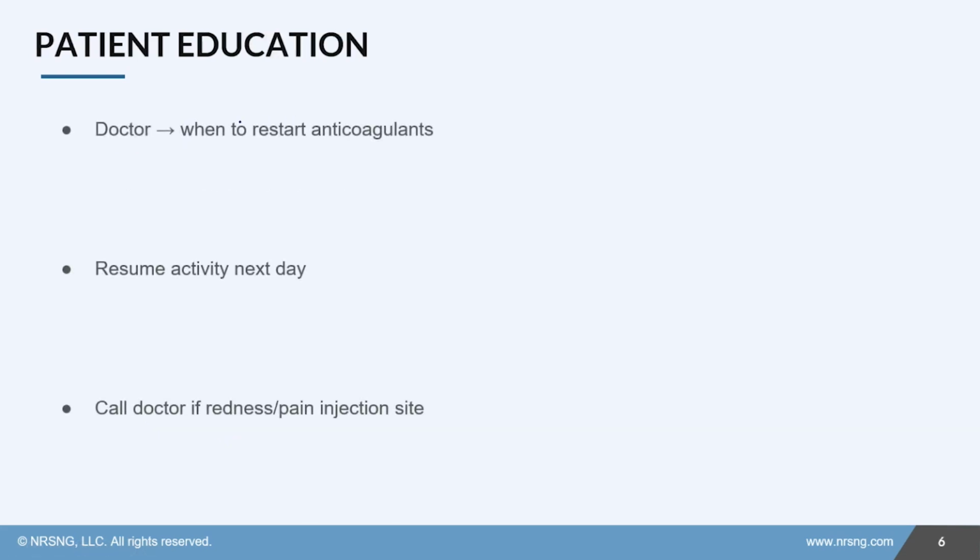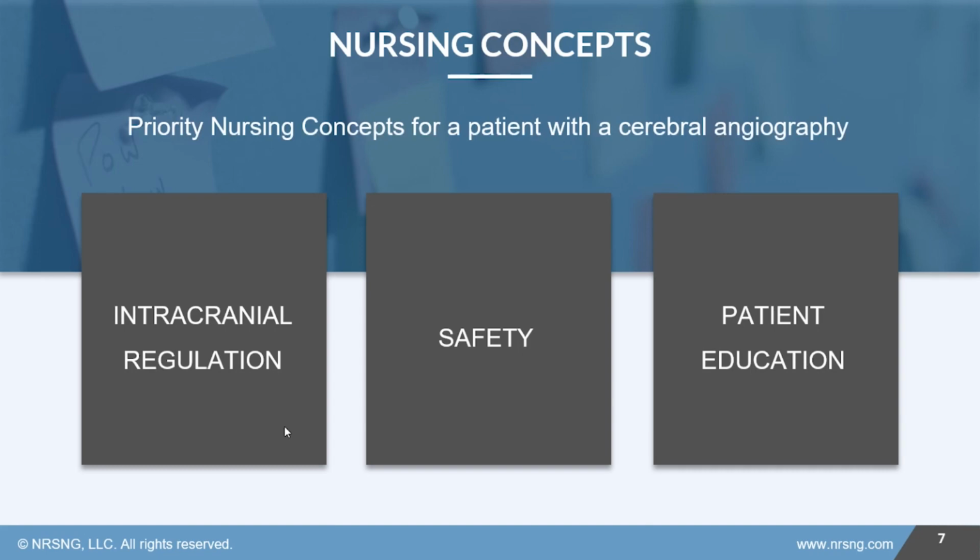Let the patient know when they're able to restart those anticoagulants. And also let them know, hey, you're going to be able to resume activity the next day. Call the doctor if any redness or pain occurs at that injection site. So the priority nursing concepts for the patient with cerebral angiography are intracranial regulation, safety, and patient education.